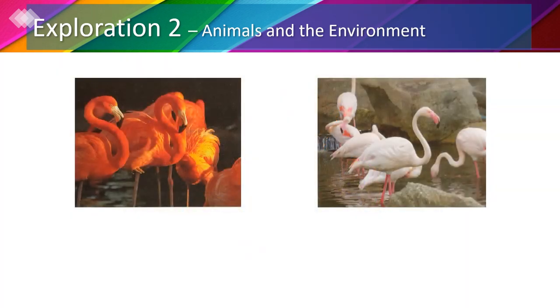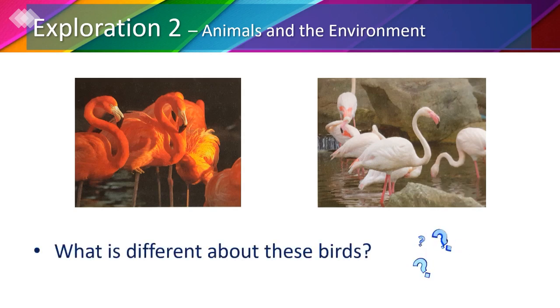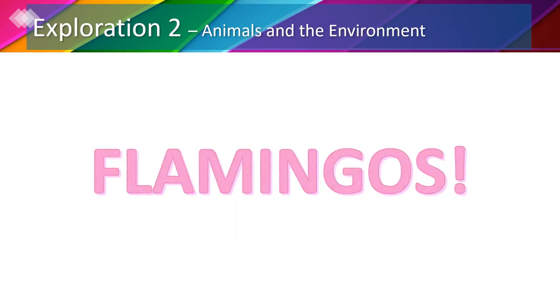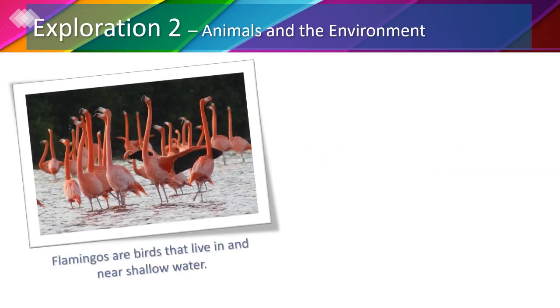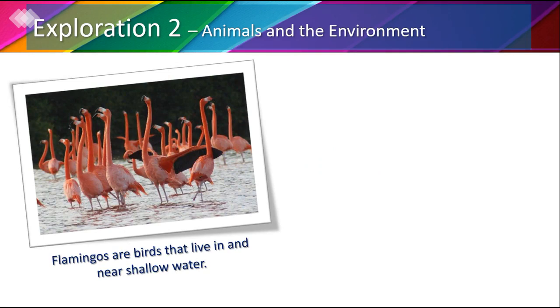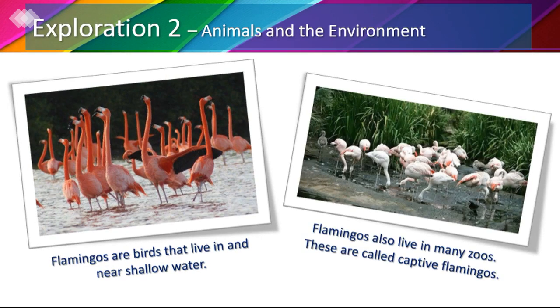Take a moment to think about the differences that appear to you when you see these birds. We're going to discuss a difference, but not just yet. Some of you might already know what these birds are called. Yep, you guessed it, flamingos. Flamingos are birds that live in and near shallow water. Flamingos also live in many zoos. These are called captive flamingos.